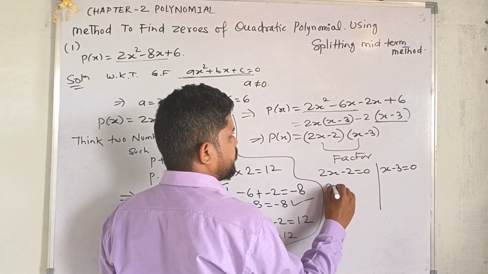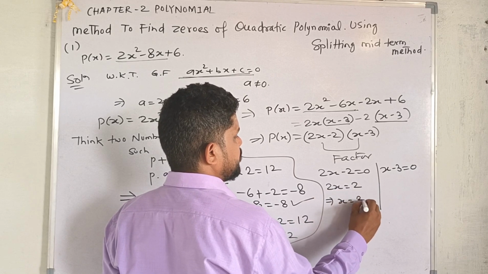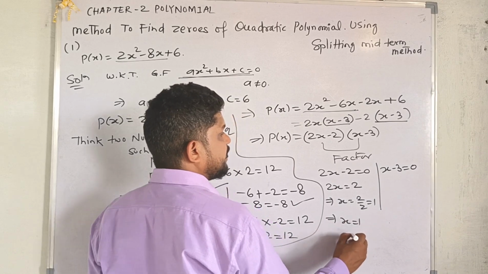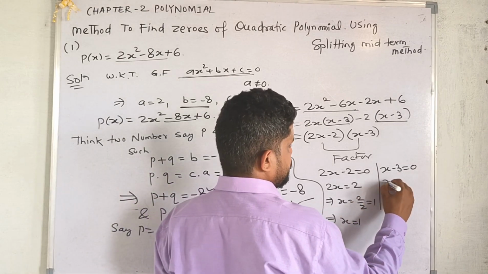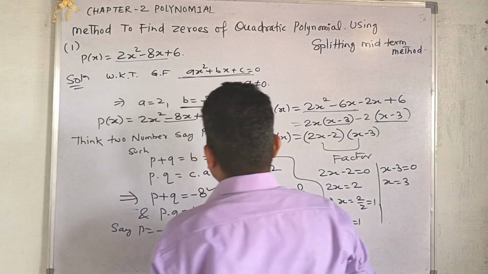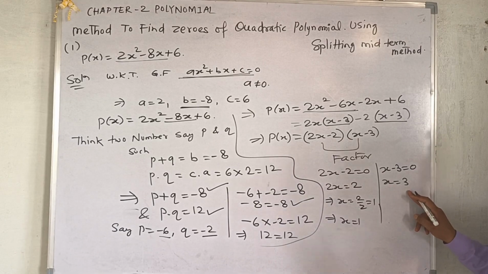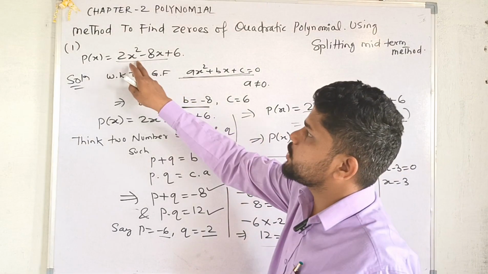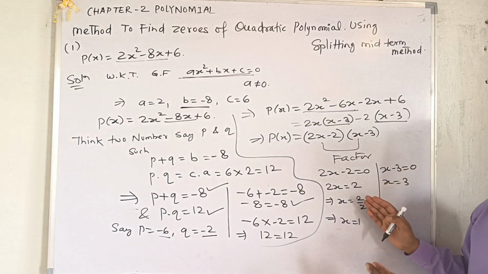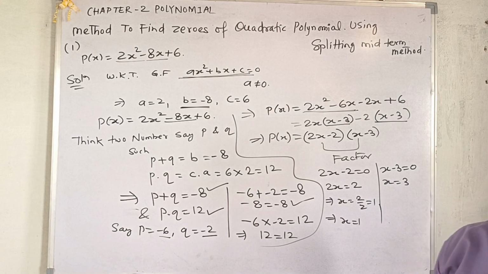Here the value of 2x will be equal to positive 2, and the value of x will be equal to 2 divided by 2, that is 1. So the value of x is equal to 1, and here, transposing, you will get the value of x is equal to 3. So x is equal to 1 and x is equal to 3 are the two zeros of 2x square minus 8x plus 6. Okay, so this is called the method of splitting the midterm.